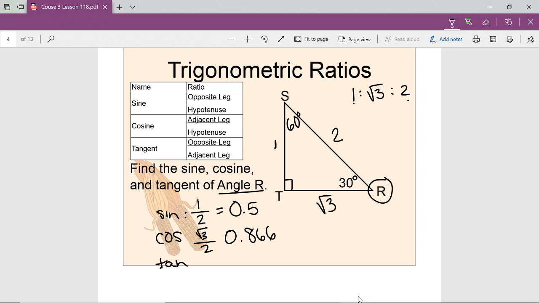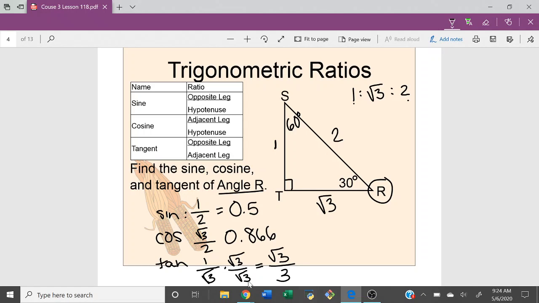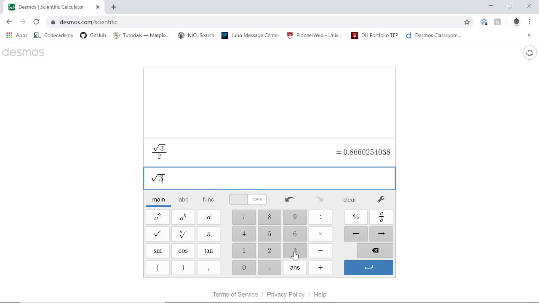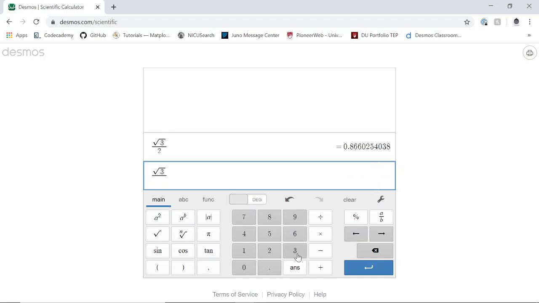And then lastly, our tangent. This comes from the opposite leg of R, so 1, over the adjacent leg of root 3. Now we could leave it like this, or we can use our skills that we have learned to rationalize the denominator, which of course I would recommend. By multiplying by root 3 over root 3 gives us the square root of 3 over 3. And we can plug this into our calculator as well: the square root of 3 divided by 3. So root 3 divided by 3 gives us 0.577.